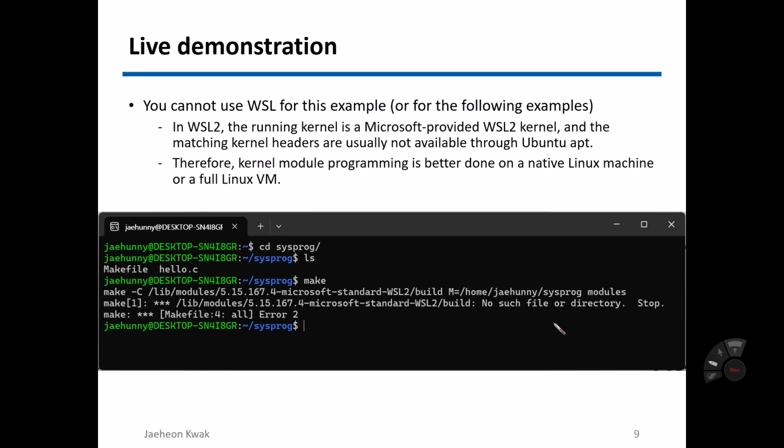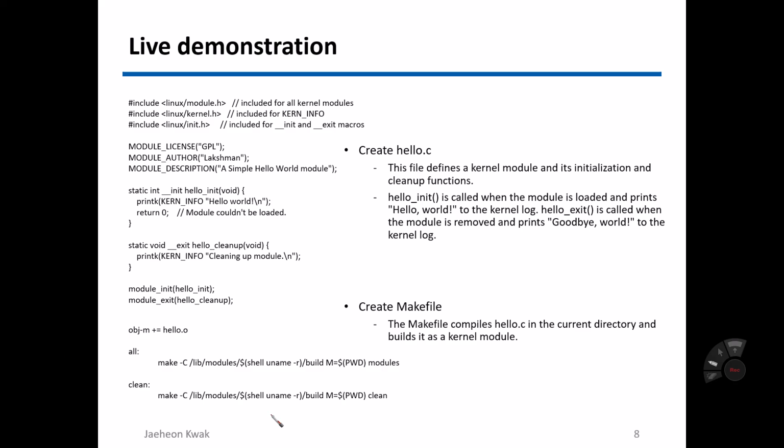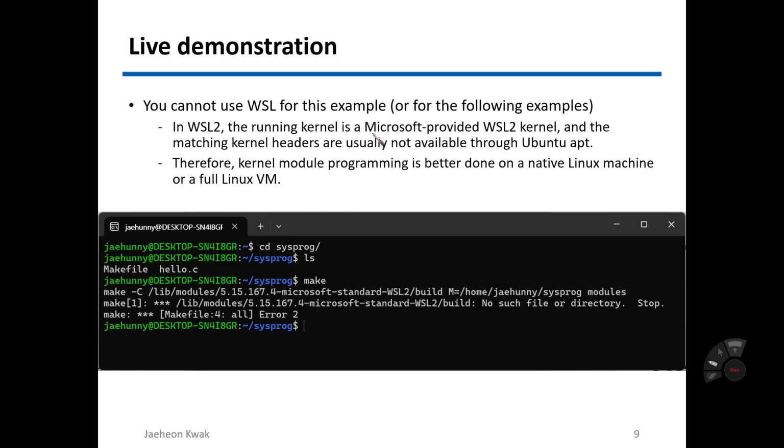To follow this example, you cannot use WSL, the Windows Subsystem for Linux. In WSL2, the kernel is a Microsoft-provided kernel, which is not the same as the Linux kernel this example anticipates. So we have to use the Linux kernel, but it is not exactly the same thing. So you cannot use WSL for this example.